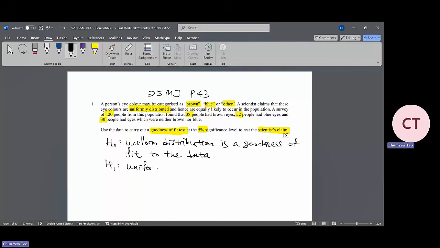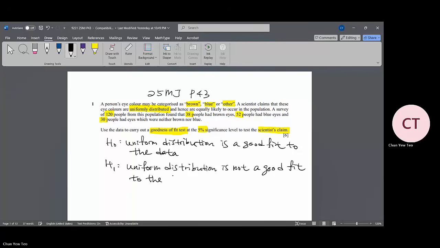That means we just write that the uniform distribution is not a good fit to the data. No, do not say goodness of fit, we say just good fit. It's not a good fit to the data. Okay, so this will be more proper.